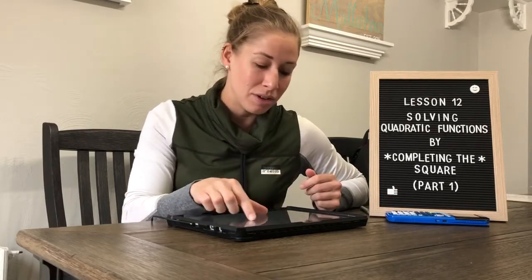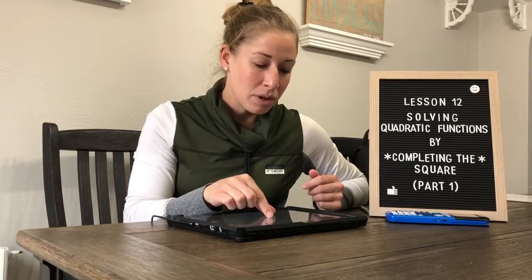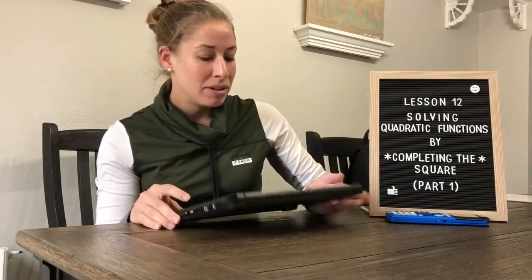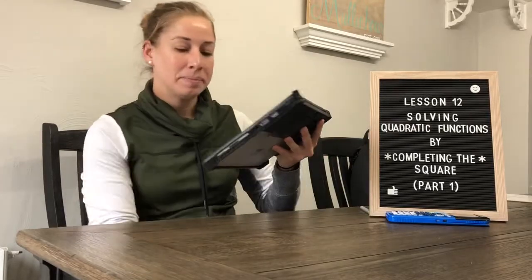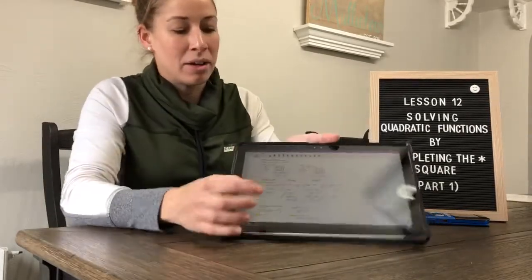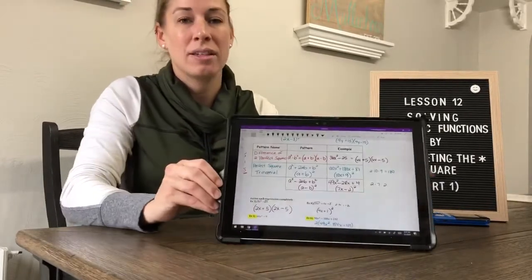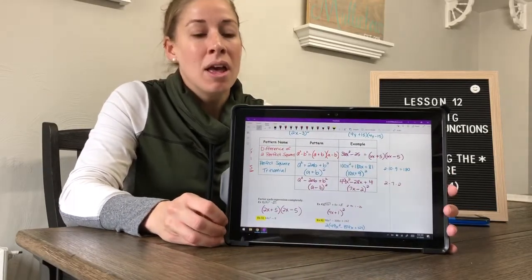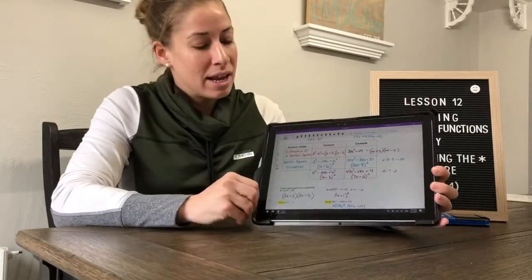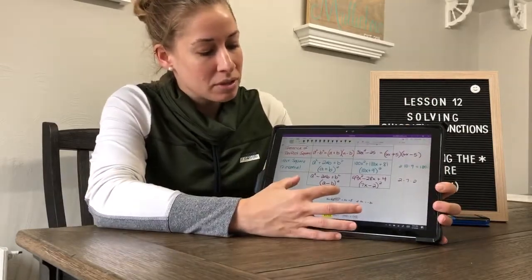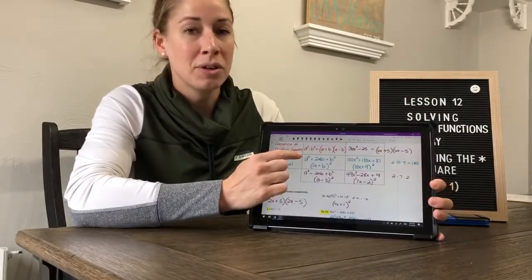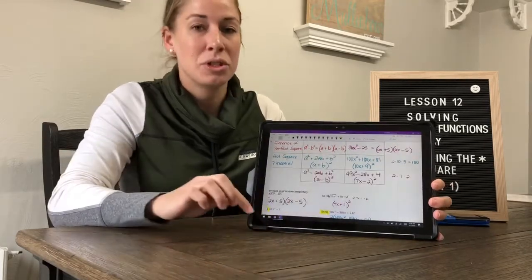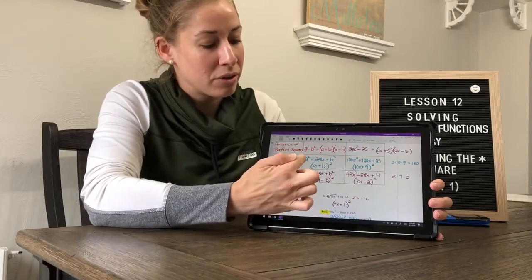One of the things that you need to know for today's lesson is one of those special factoring patterns. That's going back all the way to the factoring. Here we have our two special patterns. We had the difference of two perfect squares, and then we had perfect square trinomials. The one we're going to be looking at today is the perfect square trinomials. Remember, your first term was squared, and your last term was squared, and then your middle term was 2 times the square root of the first and last term.